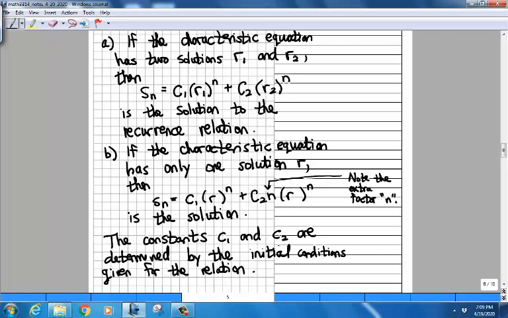And again, as I mentioned earlier, the constants C1 and C2, how are they determined? They're determined by the initial conditions given for the recurrence relation. Okay, I have a proof, so I'm going to show you the proof of part A of this theorem. Part B uses very similar logic, so if you've seen part A, you don't need to see part B. It's going to work almost exactly the same way.